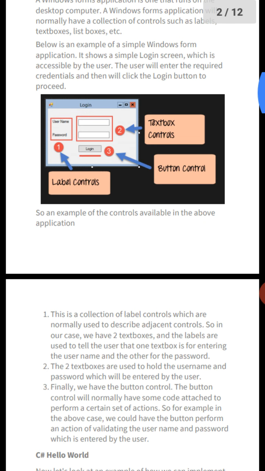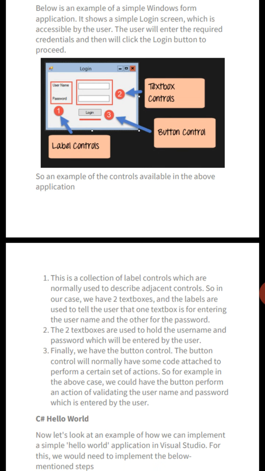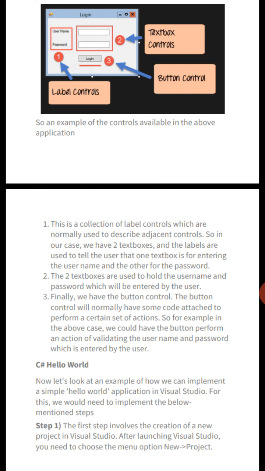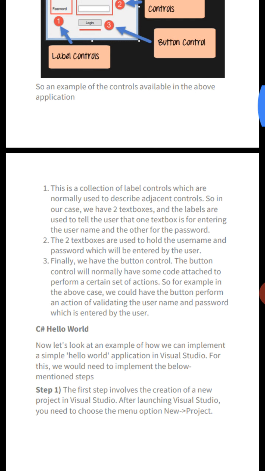This is a collection of label controls, which are normally used to describe an adjacent control. In our case we have two text boxes, and the labels tell the user that one text box is for entering the username and the other for the password. The two text boxes hold the username and password entered by the user. Finally, we have the button control. The button control will normally have some code attached to it, performing a certain set of actions. For example, in the above case, we could have the button validate the username and password entered by the user.